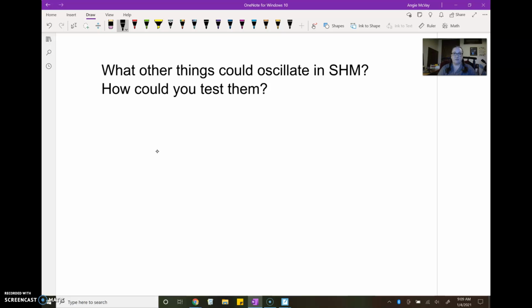All right, what other things could oscillate in simple harmonic motion? I don't know, anything that's bouncy, stretchy. You could look at the Foucault pendulum at the convention center. You could bounce on a yoga ball as a chair. How could you test it? You could put a motion detector over the top of your head as you're bouncing on the yoga ball and see if you get a nice sinusoid. That would be a way to go.